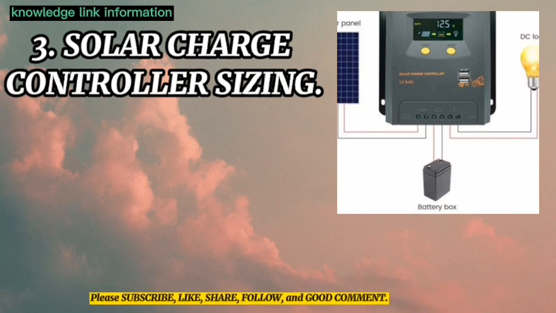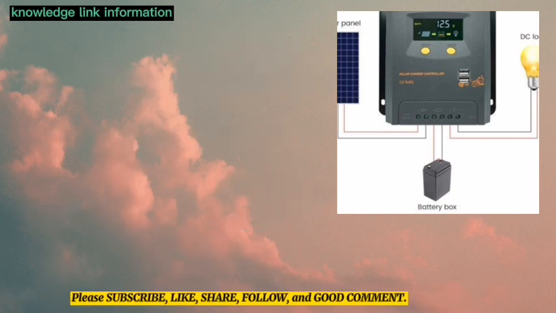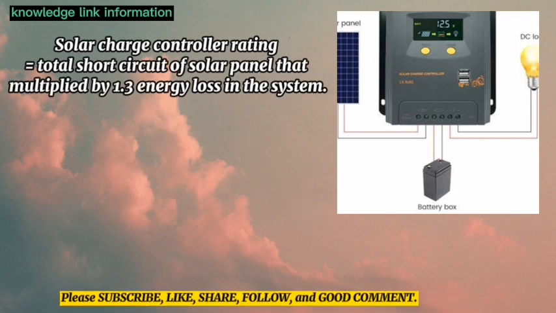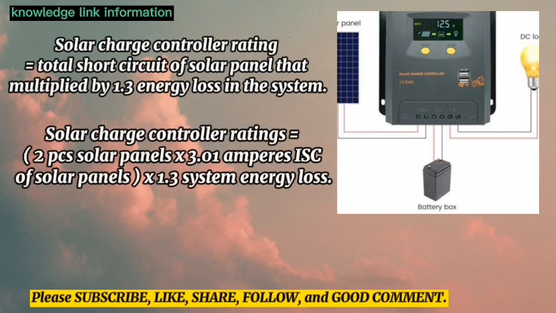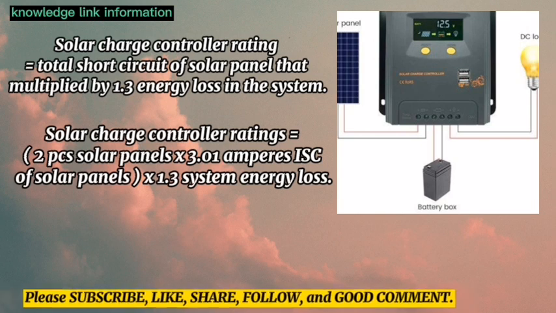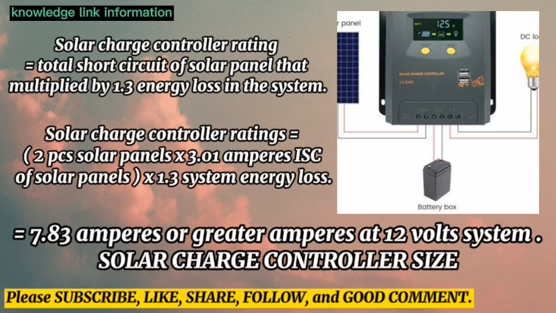Number 3. Solar charge controller sizing. Select a solar charge controller to match the voltage of the solar panel and battery. Solar charge controller rating is the total short circuit current of the solar panels multiplied by 1.3 system energy loss. The rating is 2 pieces solar panels times 3.01 amperes times 1.3 system energy loss, which is 7.83 amperes or greater at a 12 volt system.